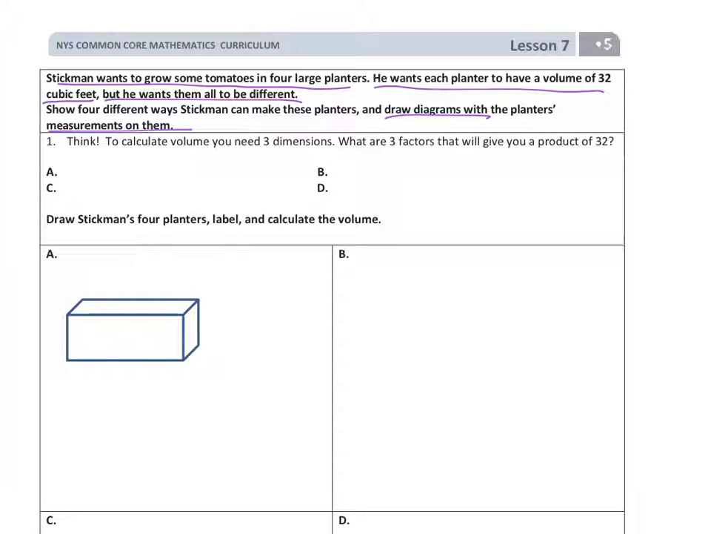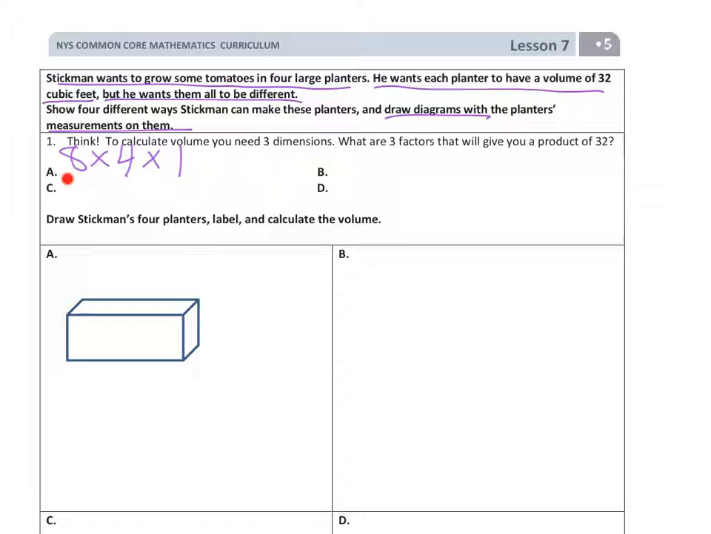So first we need to think of 3 factors that will give us a product of 32. Well, I know that 8 times 4 is 32. So I'm going to start off with 8 times 4 times 1. And then here, I'm even going to give you another one, and then you're on your own.